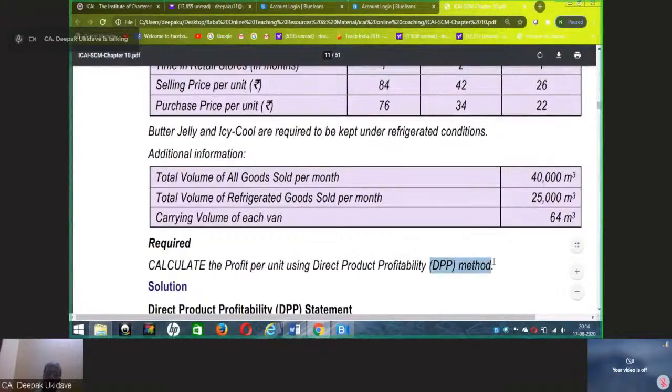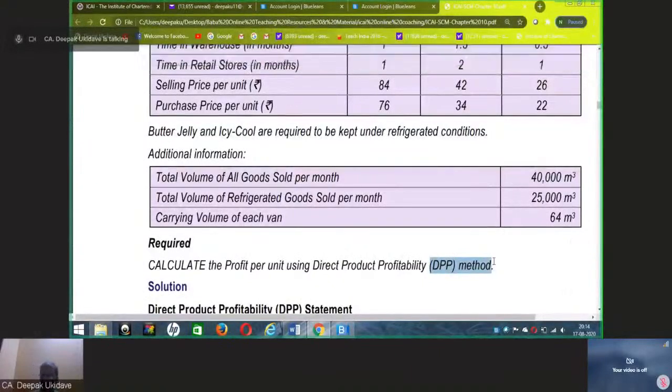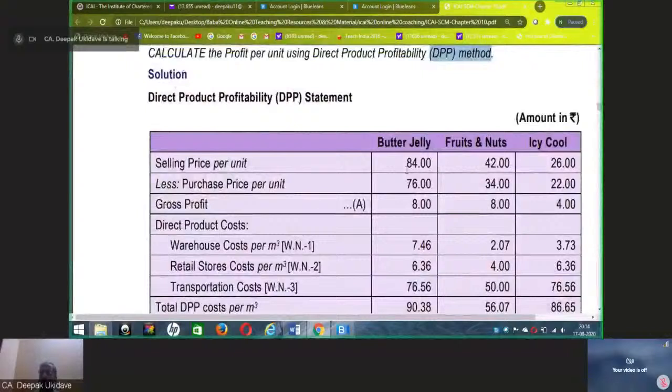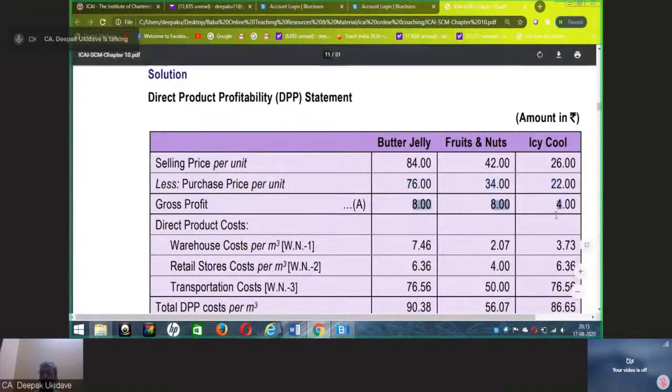So we have to prepare a profitability statement using direct product profitability. Look at the approach. Direct product profitability statement. Right? We first prepare a main statement and then the working notes. Selling price per unit 84, 42 and 26, picked up from the question, minus purchase price, picked up from the question, 76, 34, 22. So gross profit or operating margin is 8, 8 and 4. That's it. Up to here, it is the traditional method of costing.